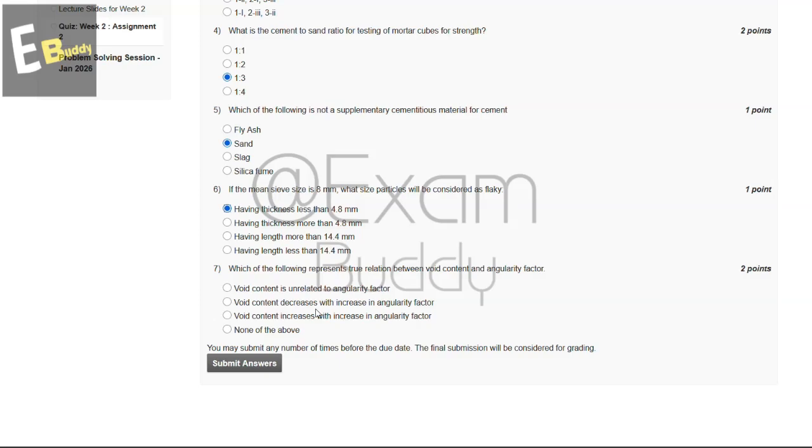Void content decreases with increase in angularity factor. Void content increases with increase in angularity factor. None of the above. So the answer of our seventh question is C: void content increases with increase in angularity factor. Now submit your answer.